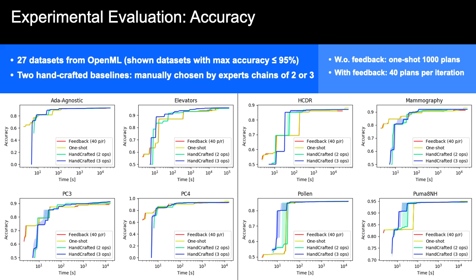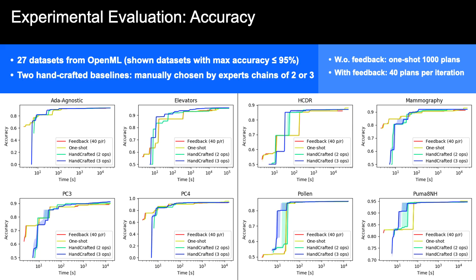Moving on to the evaluation of the accuracy obtained by our approach, we tested our approach on 27 datasets from the OpenML collection. As on many of the datasets all approaches obtain a very high accuracy quickly, we focus here on the 8 datasets for which no approach was able to produce accuracy larger than 95%. We compare to the handcrafted baselines of chains of lengths 2 and 3, manually chosen by experts, with multiple possible algorithms to choose from for each node on the chain.